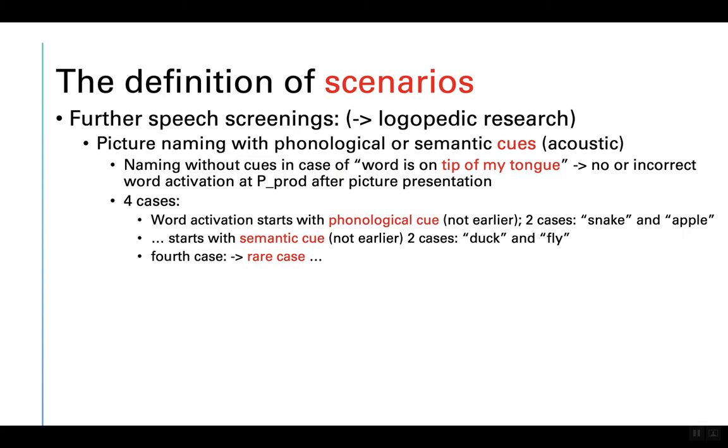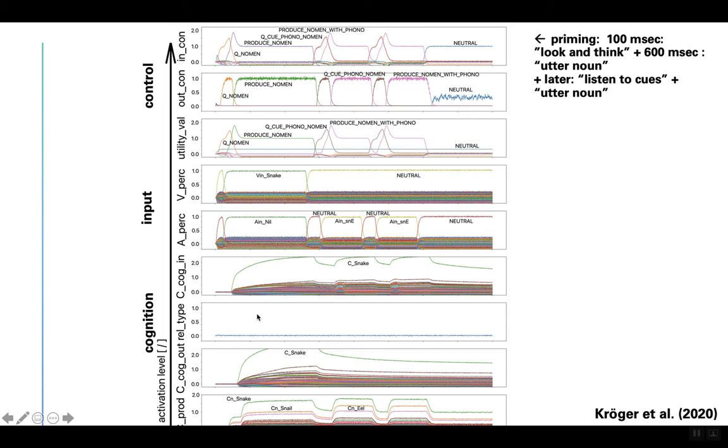So we look at the first point, phonological cue, in order to get the correct naming for the picture naming task snake. So we see at the control level, it starts in the same way as our other picture naming tasks are starting. So we have a priming for 100 milliseconds, look and think, and then we now have a longer interval for letting the model try to find the correct word. For 600 milliseconds, we have the control activity, try to utter the noun.